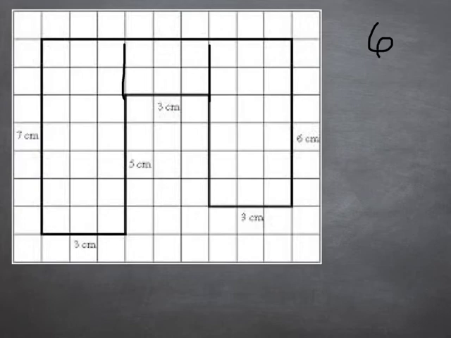Alright, and then this one right here, we've got 7. 1, 2, 3, 4, 5, 6, 7, and it's 3 across, so 1, 2, 3. 7 times 3 is 21. Alright, and this one over here is 1 row shorter. It only has 6 rows of 3, which would be 18.